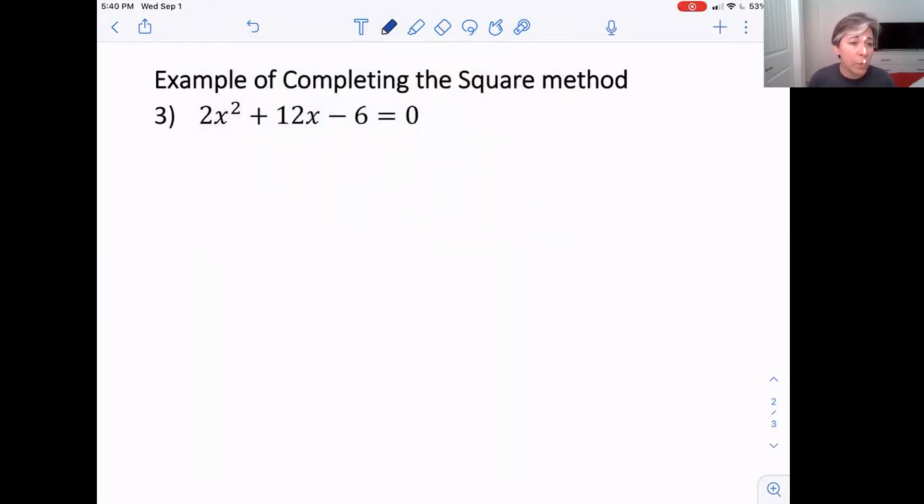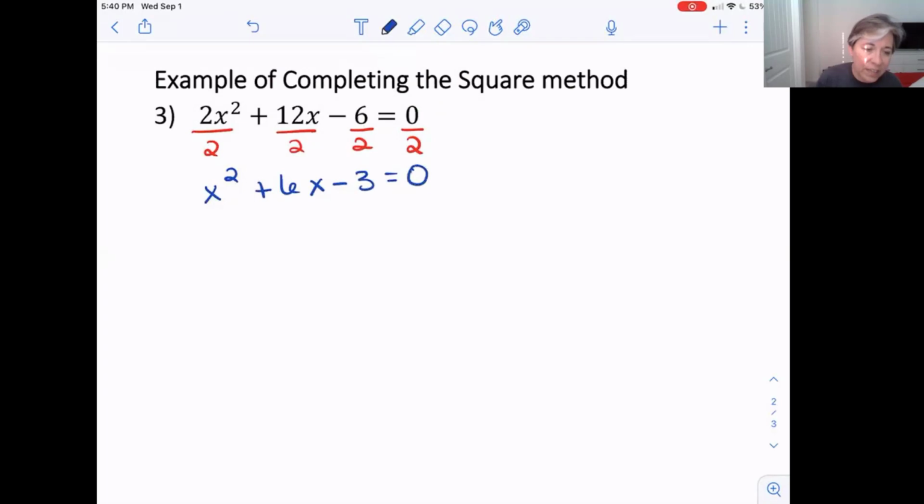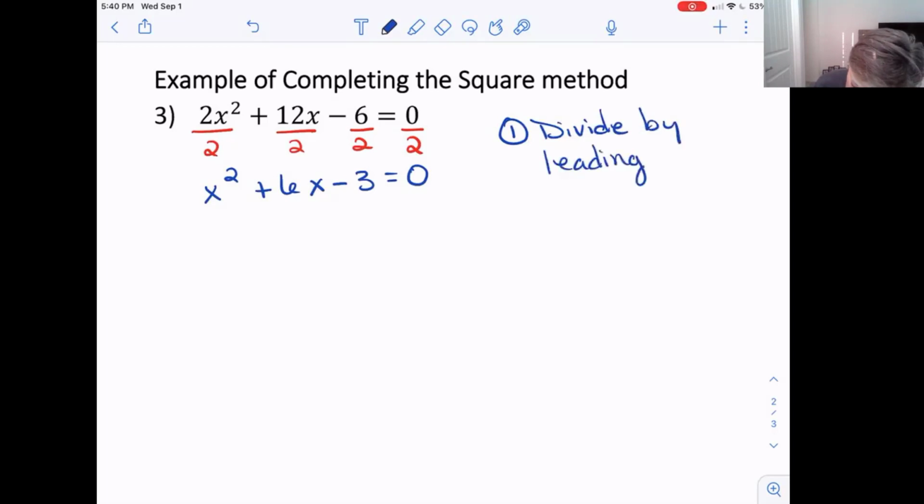The first thing we want to do is divide everybody by the coefficient. So everybody's going to get divided by 2 because you want your leading coefficient to be 1 no matter what. Even if it gives you fractions, even if it doesn't go in evenly with everybody, you want to divide everybody to get a leading coefficient of 1. So step 1, divide by the leading coefficient.